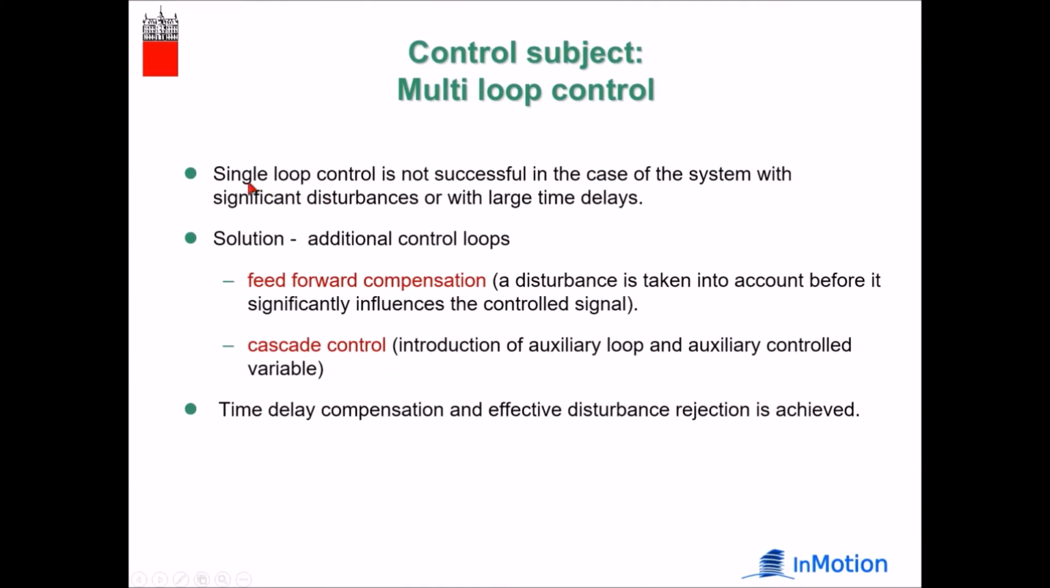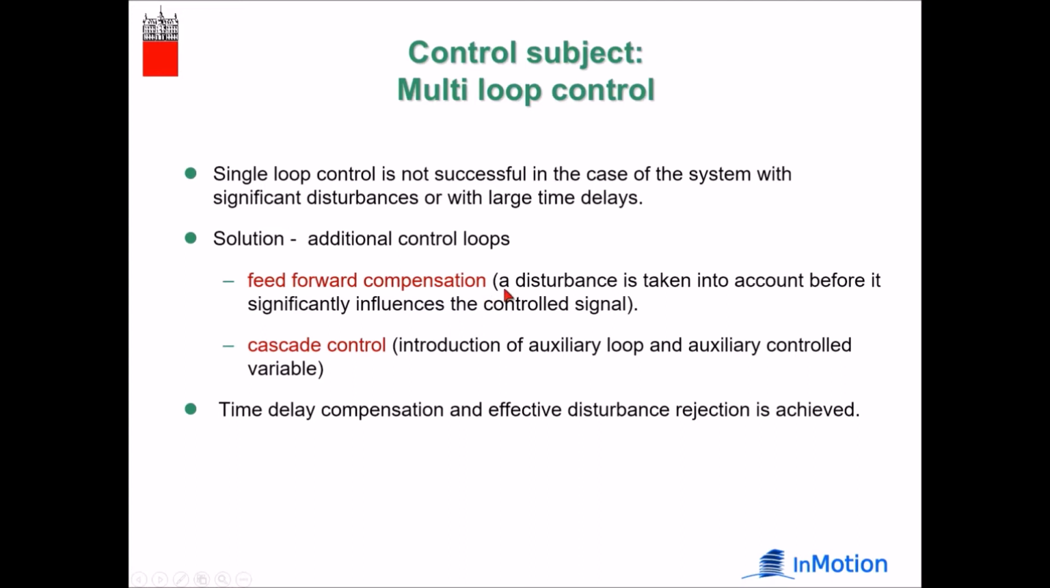However, the single loop control is not successful in the case of a system with significant disturbances or with large time constants. So we have additional solutions. This solution is multi-loop control. We can talk about two possible approaches. Each approach has additional control loops. One approach is so-called feed-forward compensation. It is a kind of open-loop solution.